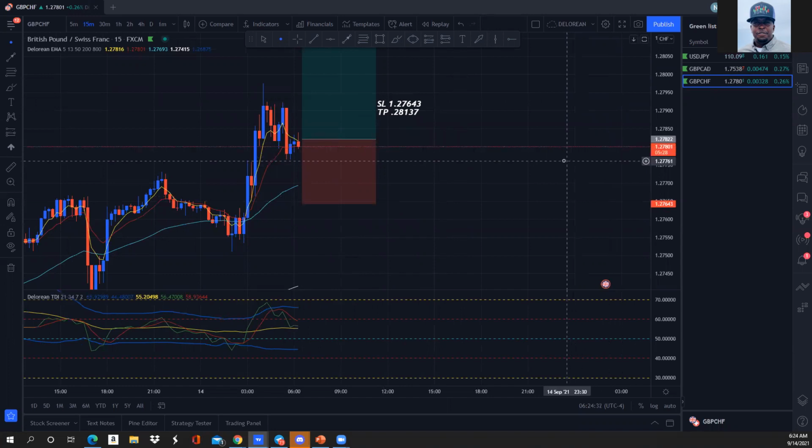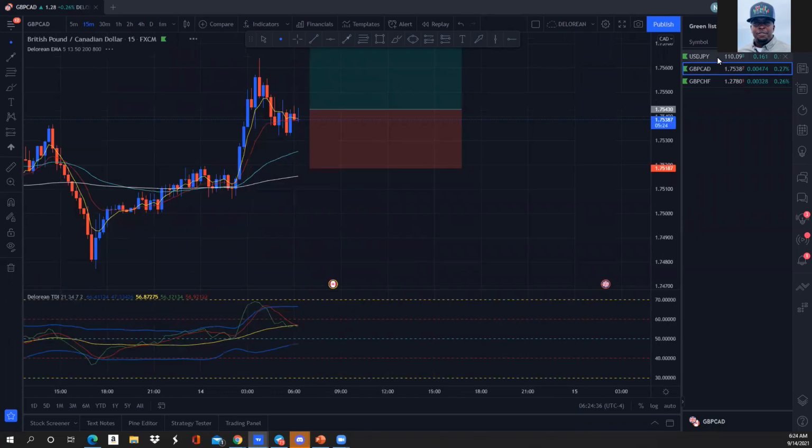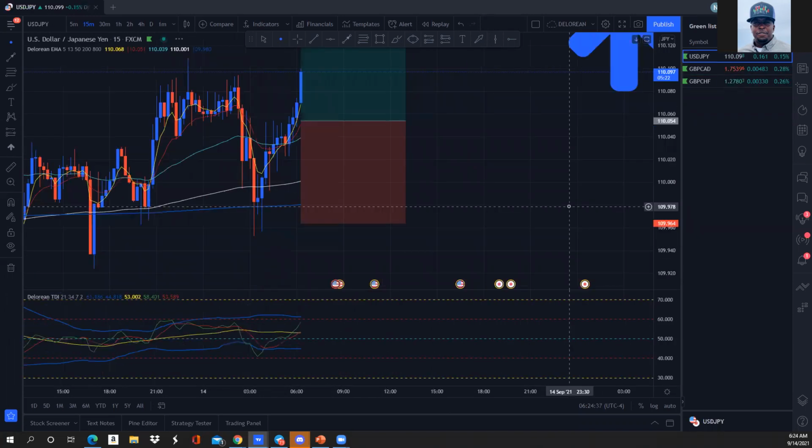Very rare do my trades hit my stop loss. Very rare. My stop loss, my stops or my losses are single digits.